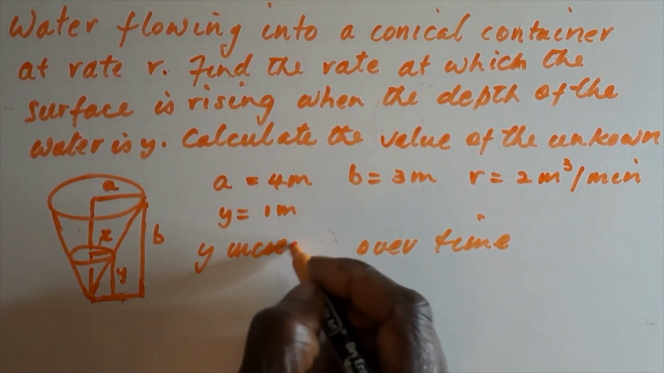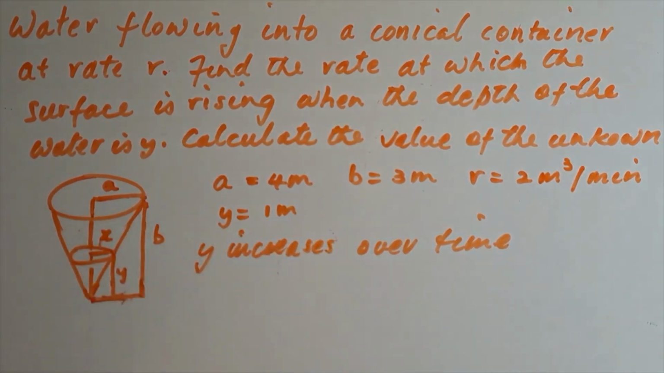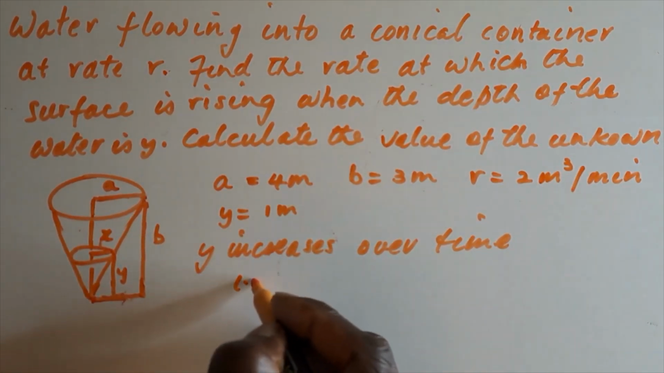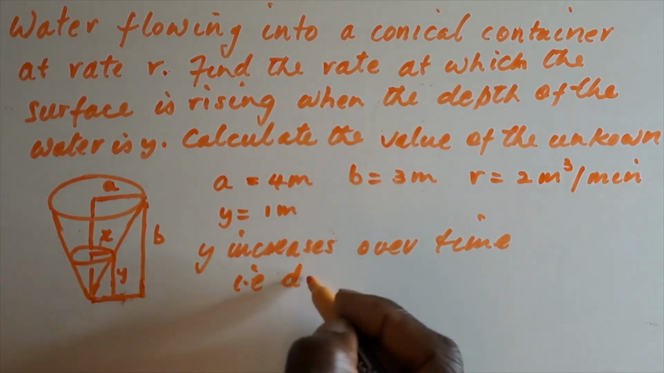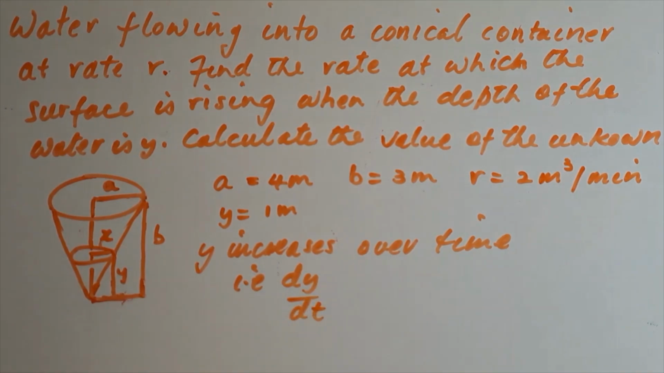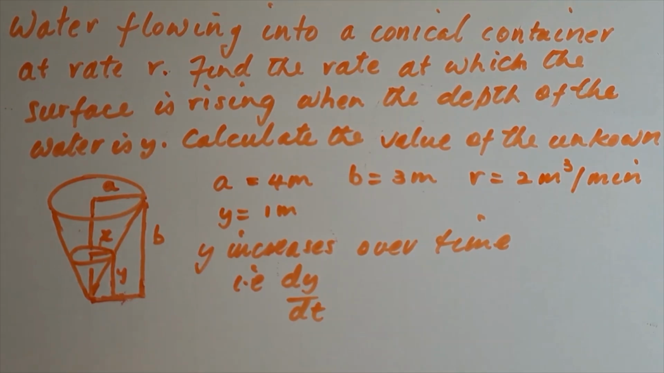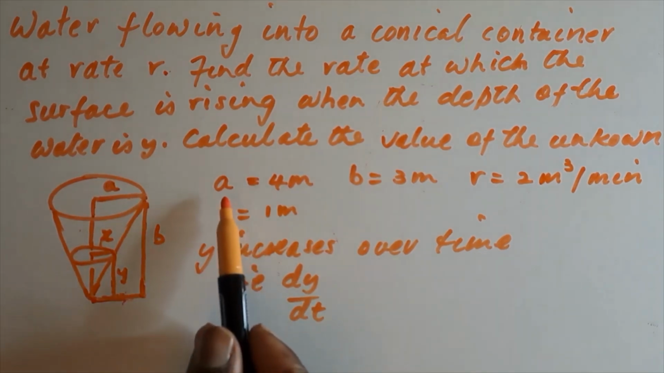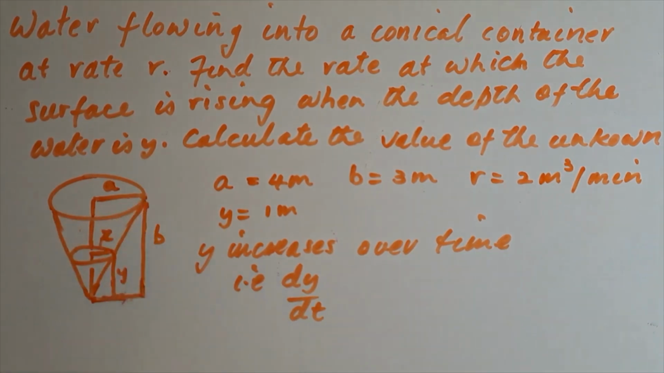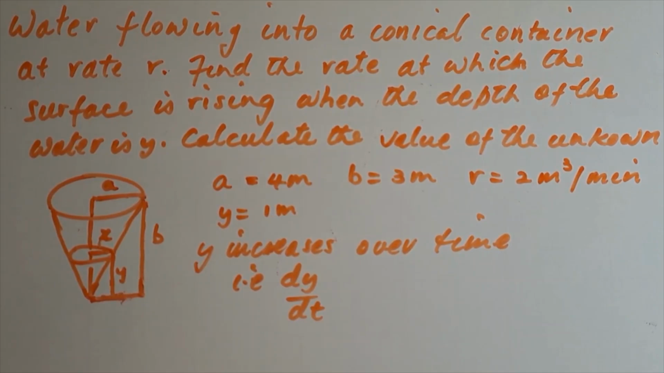And we can write that as dy/dt. Next, we need to express dy/dt in terms of A, B, R. So in terms of A, which is the radius of the base, B is the height of this container, R is the rate, and Y is the initial height of the water in the container.